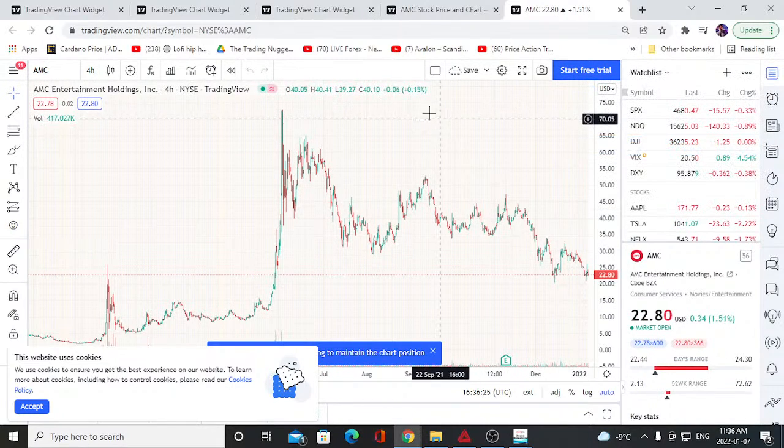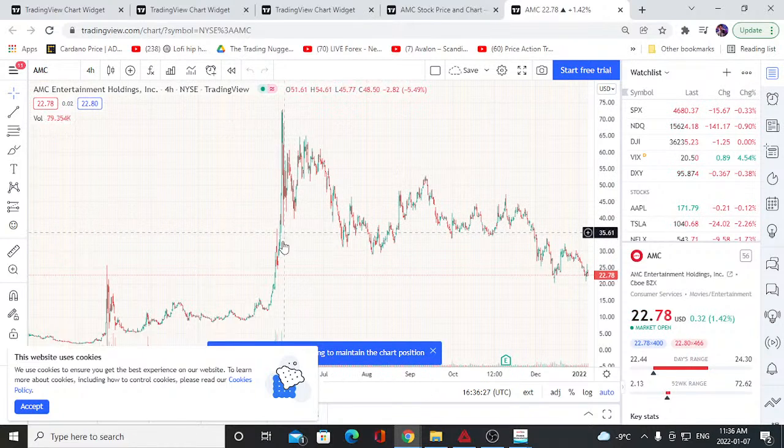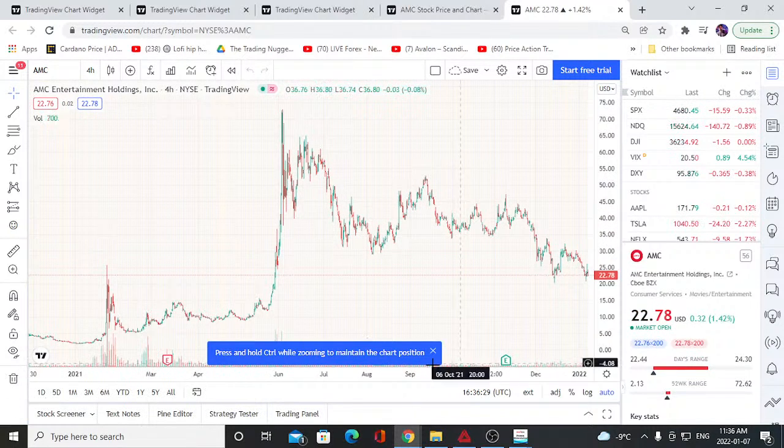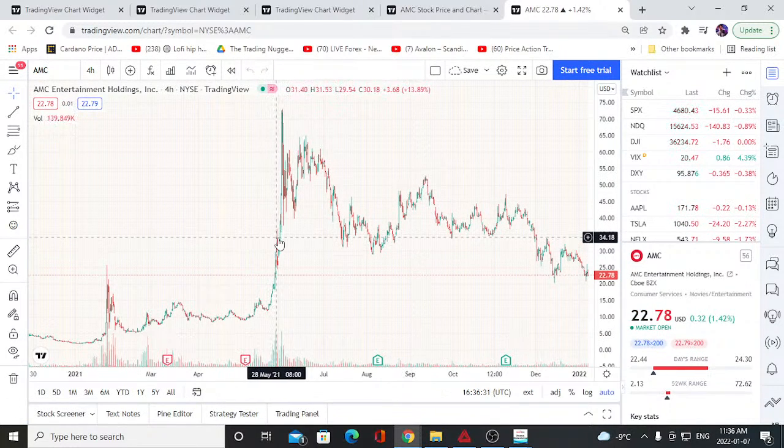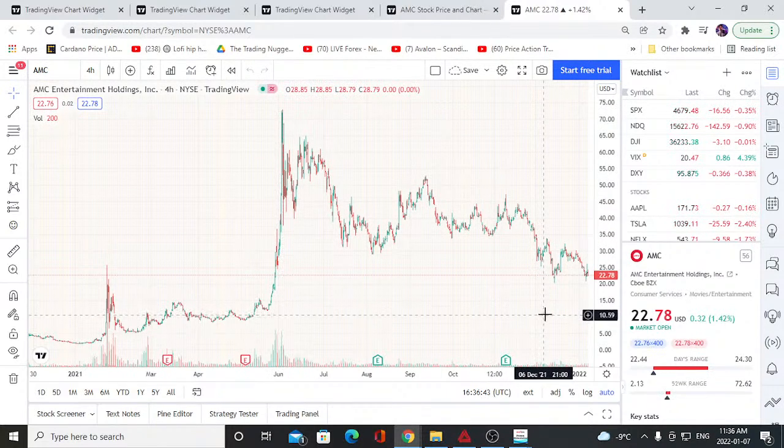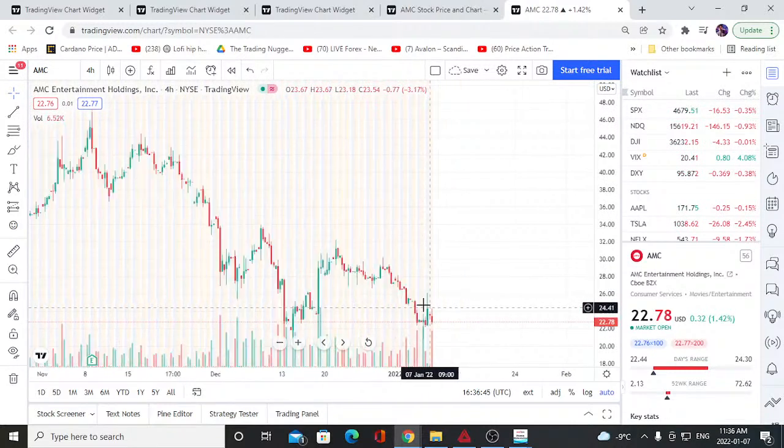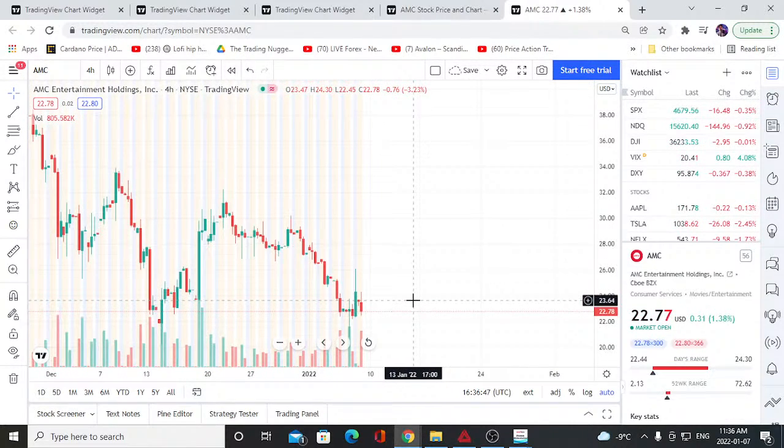Look at this. The return that it was at, back in June of '21, the price had elapsed all the way up to $72. That is 7 times what it is right now. That's why AMC is something that you're definitely going to want to keep an eye out for.